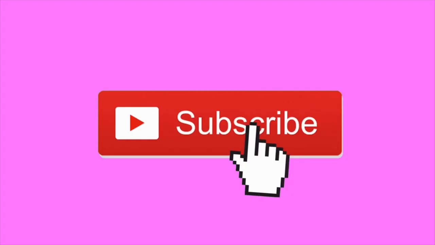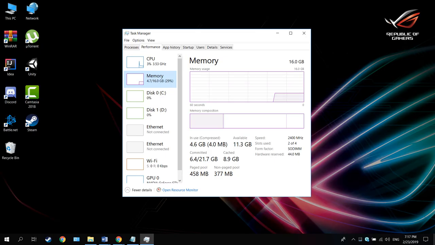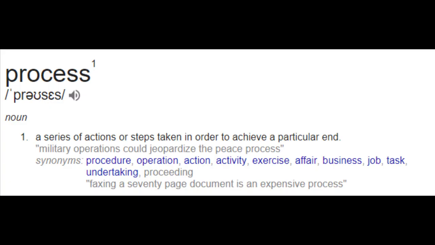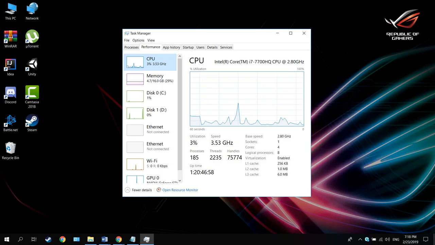You pressed the mouse button when the pointer was over the subscribe button. Your computer remembers that, and it stores this information in memory. This is the memory I was talking about, by the way. Process is a series of actions or steps taken in order to achieve a particular end. So the computer starts thinking, what does clicking on the subscribe button actually mean? It means they want to subscribe to this channel. And then the memory gives instructions to the processor on how to subscribe. This is the processor I was talking about, by the way. It's also called CPU, which stands for Central Processing Unit.